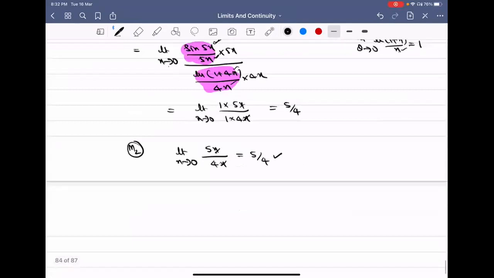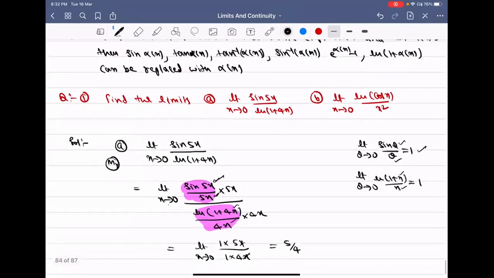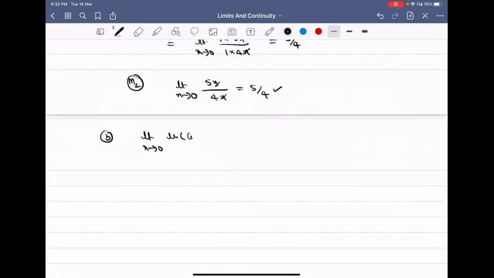So the second one is: limit as x tends to 0 of ln of cos x over x squared. So here, how to solve the question? As x goes to 0, cos x is not going to 0; it goes to 1. That's why you can write this as limit as x tends to 0 of ln of 1 plus something, because our form is ln of 1 plus x by x. Therefore, we should generate 1. To generate 1, add and subtract 1, by x squared.